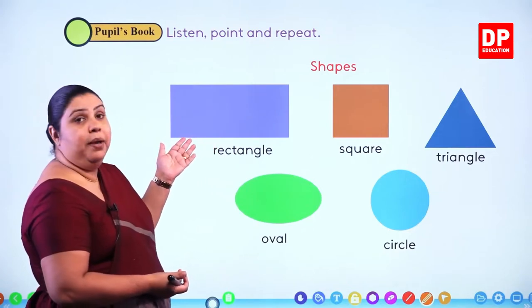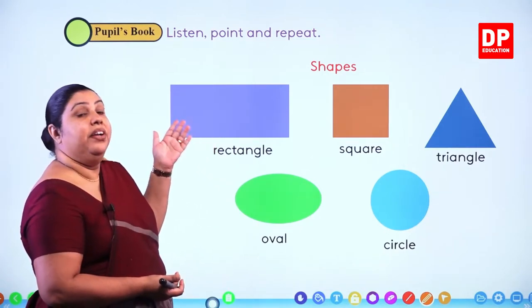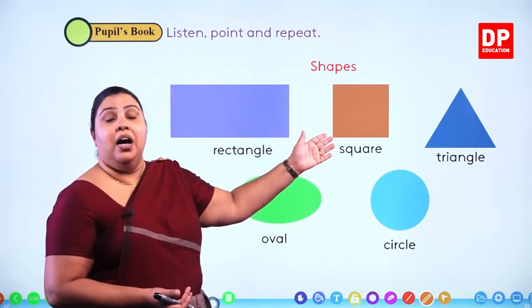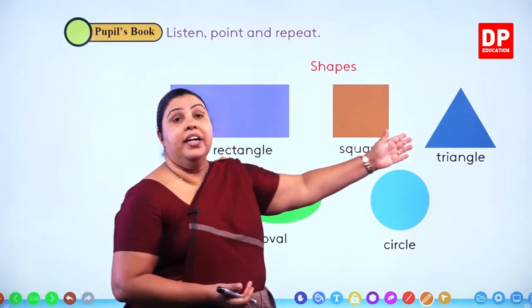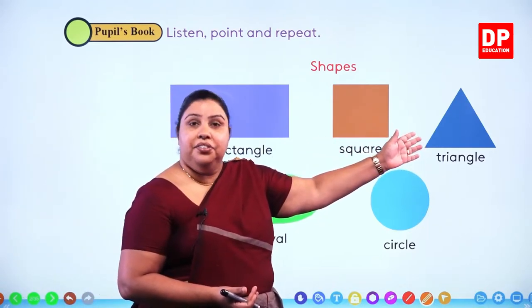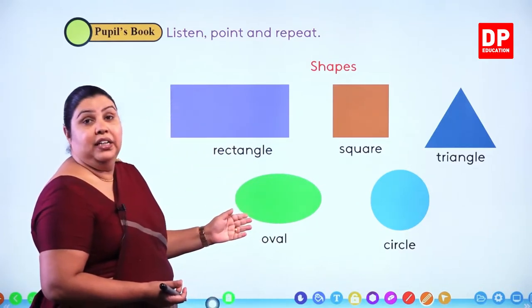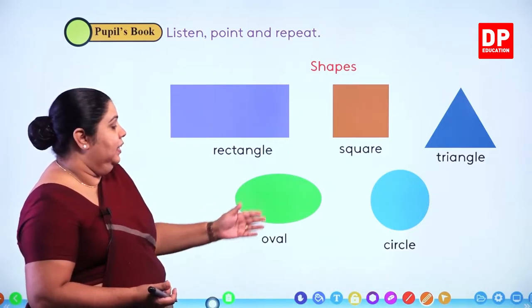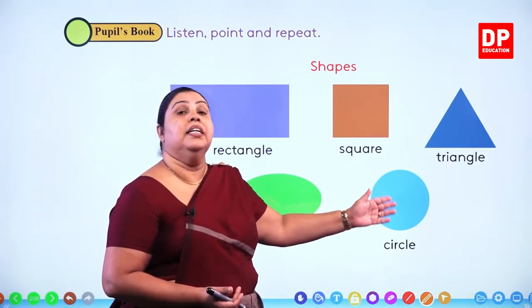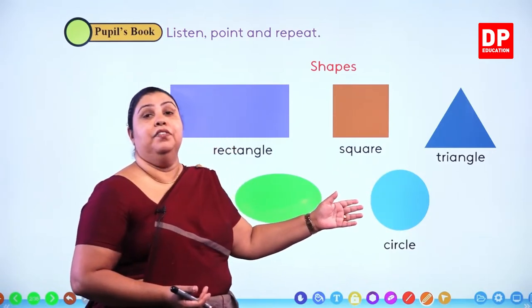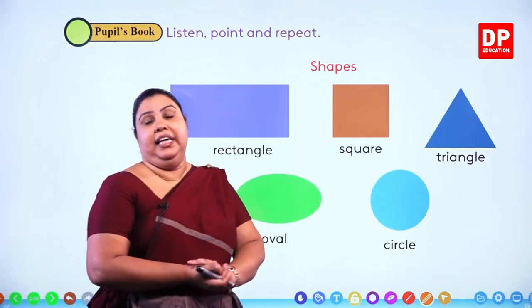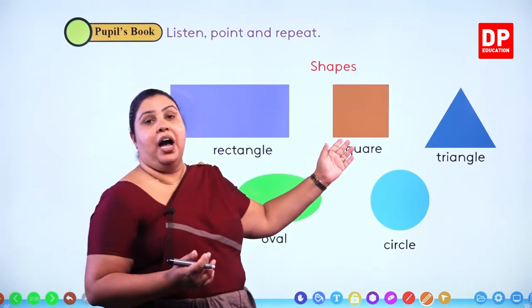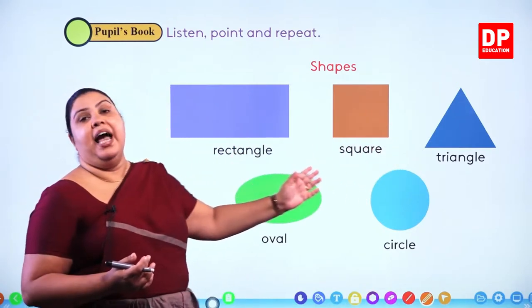So, what is the first shape? Rectangle. Square. Triangle. Oval. Circle. Right? So now we know these five shapes. The rectangle, square, triangle, oval and circle.